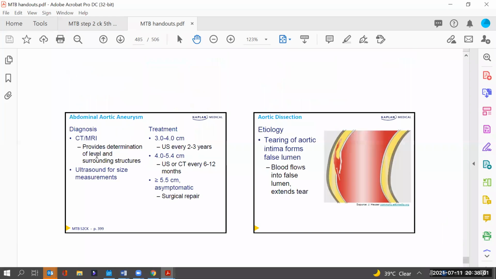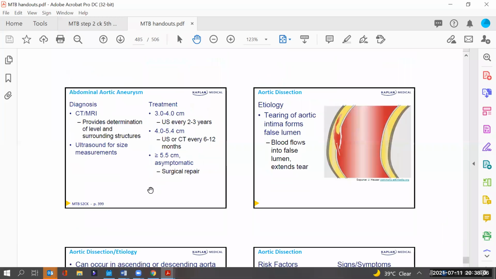So we will see here the diagnosis. We will go for CT, MRI, or ultrasound. The size is very important. Most of the time, the treatment is based on the size. If the size is 3 to 4 centimeters, we don't do much. We will just ask for an ultrasound every 2 to 3 years. But if the aorta is dilated 4 to 5.4 centimeters, we ask for a CT every 6 to 12 months, like 6 monthly.